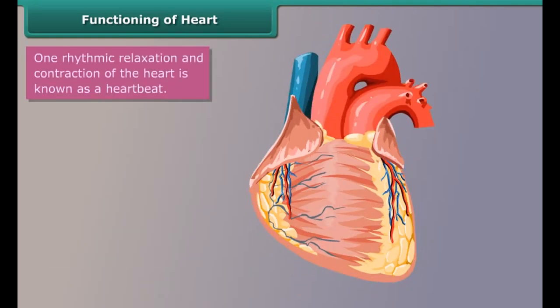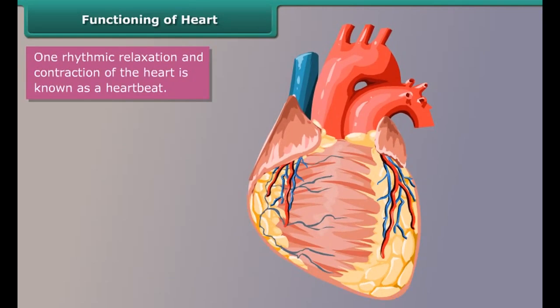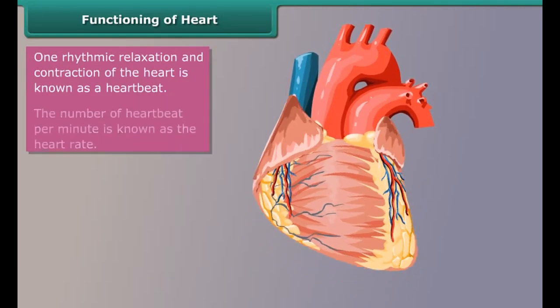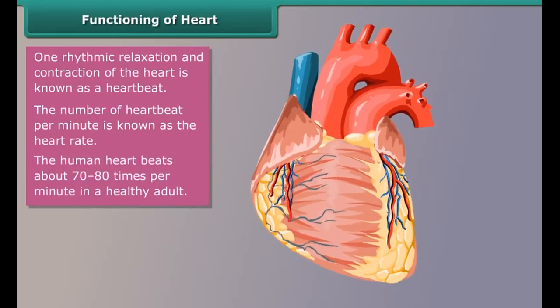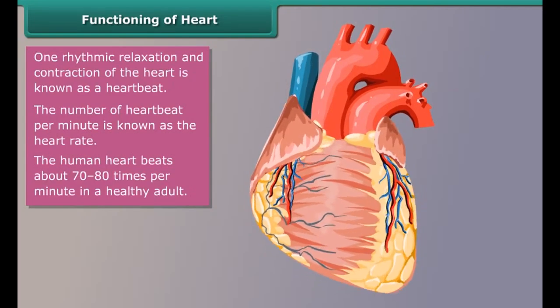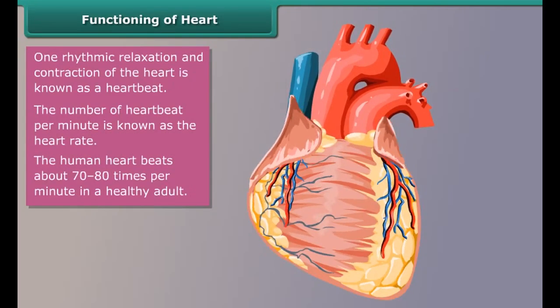One rhythmic relaxation and contraction of the heart is known as a heartbeat. The number of heartbeats per minute is known as the heart rate. The human heart beats about 70 to 80 times per minute in a healthy adult.